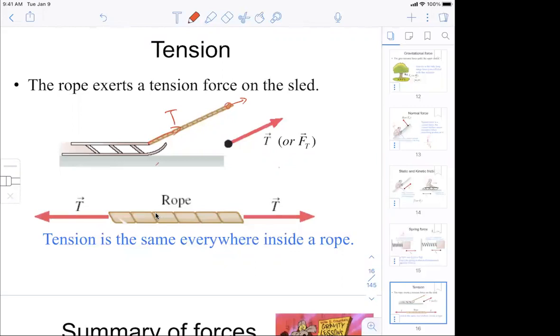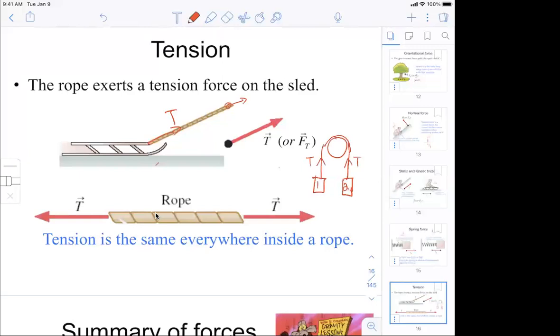So here, there is a tension acting on the sled, pointing in this direction. Call it tension T or F of T. This tension is seen everywhere inside the rope. For example, let's say you have a pulley and you hang a rope down this way with one object, and another object. Then this tension is upward, pulling object 2 up.